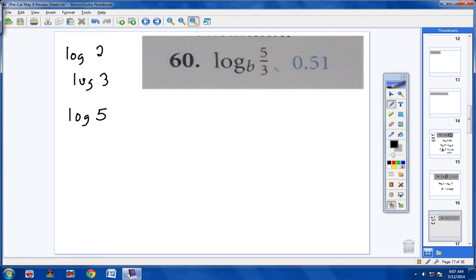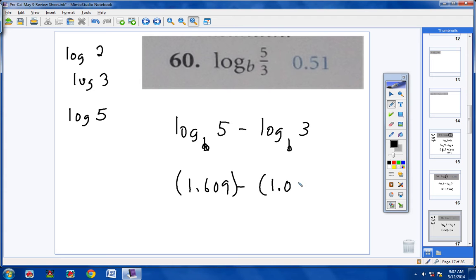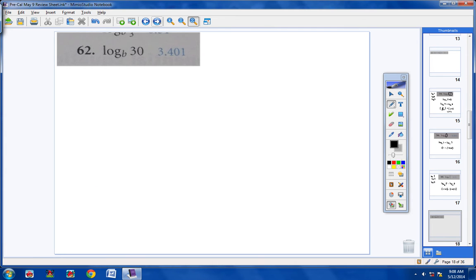I mean, log of 5/3, we know that the argument's dividing, so it would be log base B of 5 minus log base B of 3. And what do we have here, Matthew? Log 5 is 1.609. Okay. Log 3 is 1.099. I'm going to save time here, Caleb, Matthew. You can subtract that on your own and get the answer. Let's go on, okay? Moving on to number 62, log base B of 30.